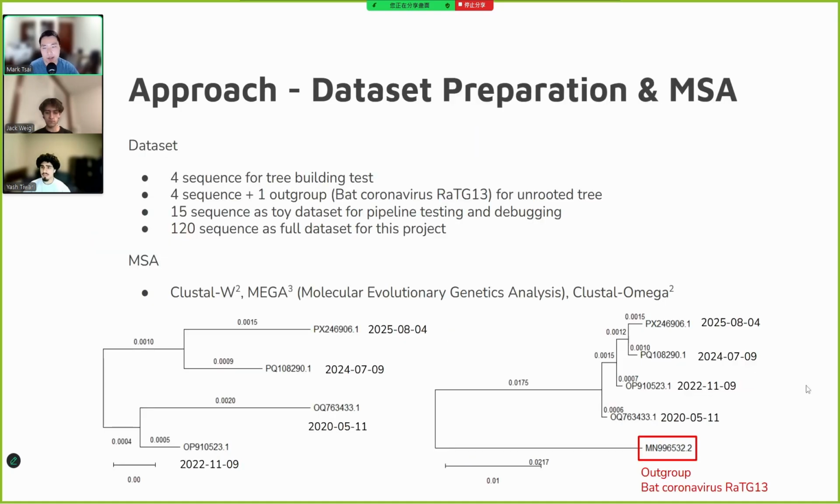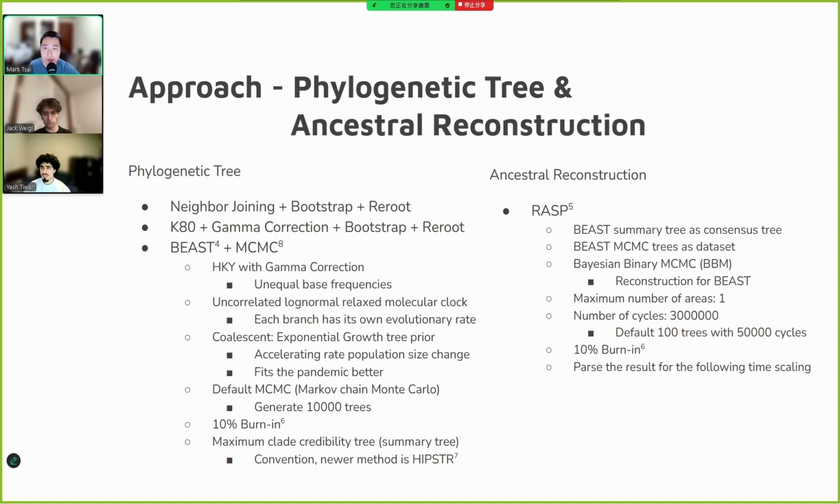So for data set, we have two small data sets that's just for testing the phylogeny tree building. And as you can see, if we have an outgroup, then the tree is going to be rooted, and then we have correct relative time relationship between the tips. And then we also have 15 sequences as a toy data set and 120 sequences as a full data set. And these are the tools for MSA that we're using.